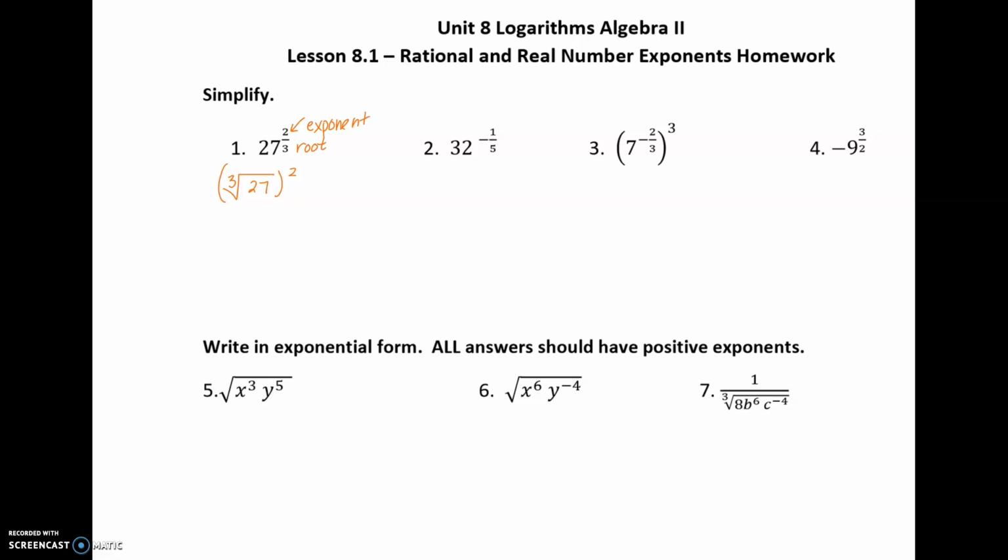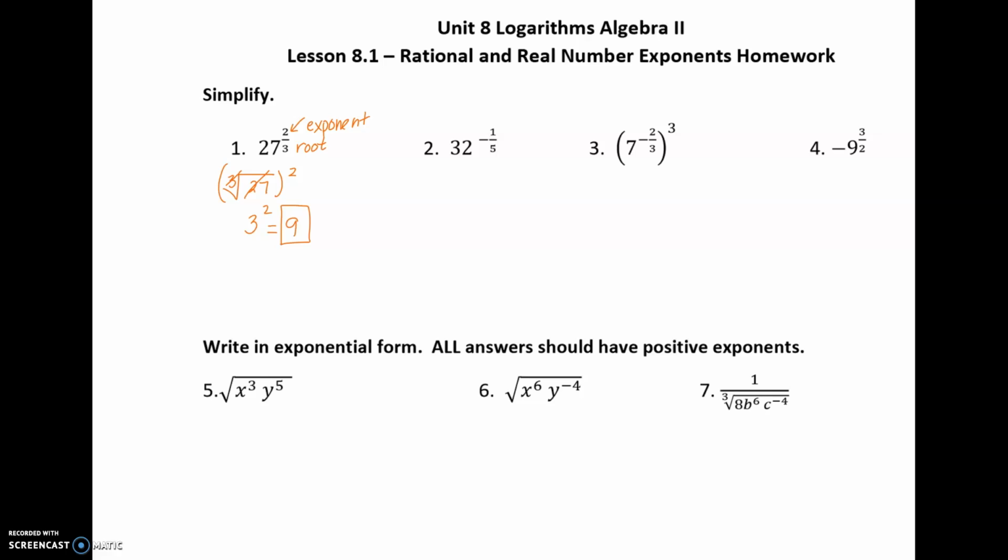Again, if you don't have your chart that had your perfect roots on there, you need to hopefully find it or print off another one online. If you Google it, you should be able to find one. The 27 is a perfect cube. It is 3. So that goes away, and we have 3 squared, which is 9, and that is your answer.